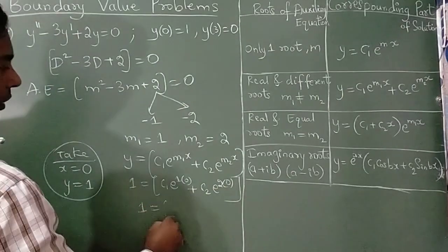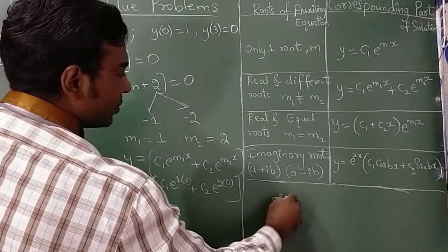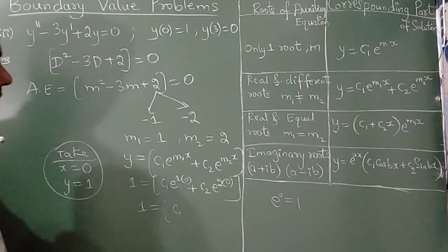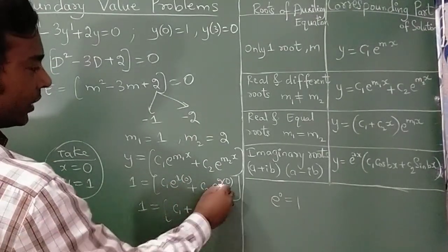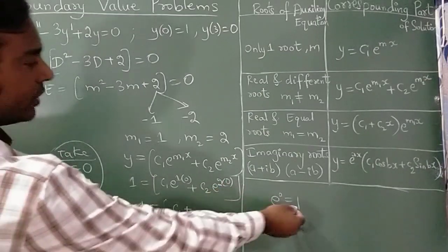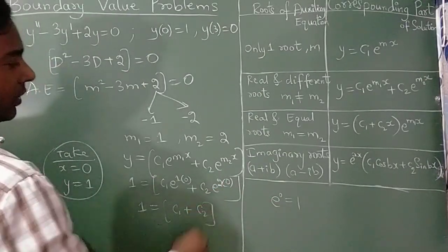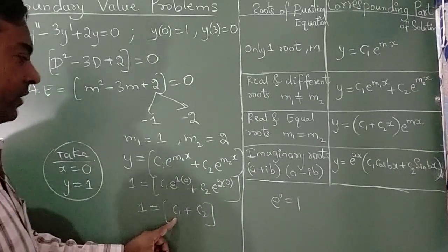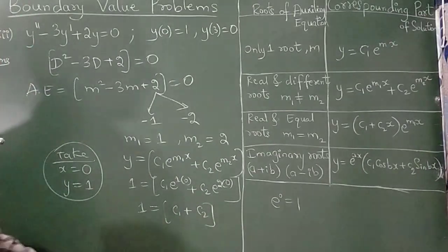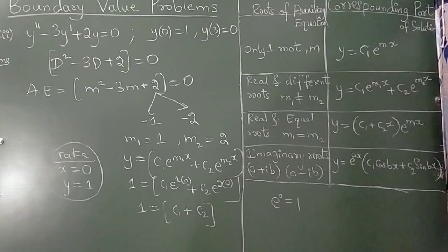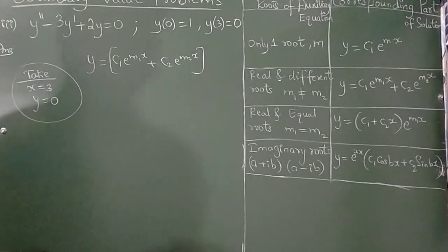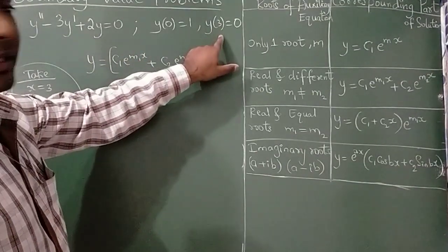Now 1 is equal to C1, e raised to 0 is always 1, anything raised to 0 is 1. So this will become 1. Here also 2 into 0 is 0, e raised to 0 is 1. So this will become C2. So C1 plus C2 is equal to 1. But we have to find the C1 value as well as the C2 value. Now I have to solve for this.